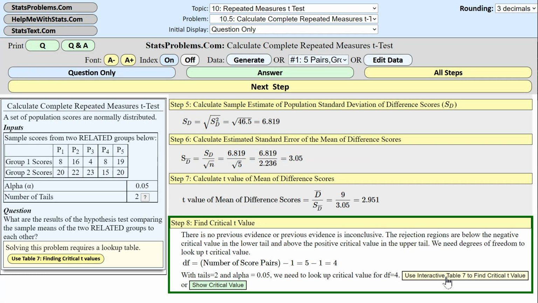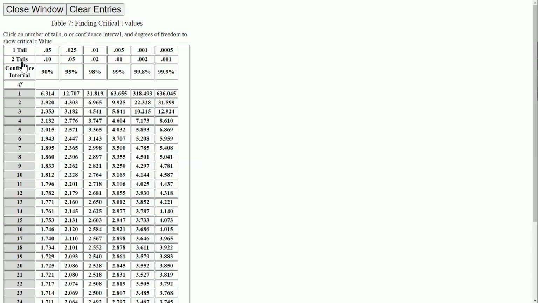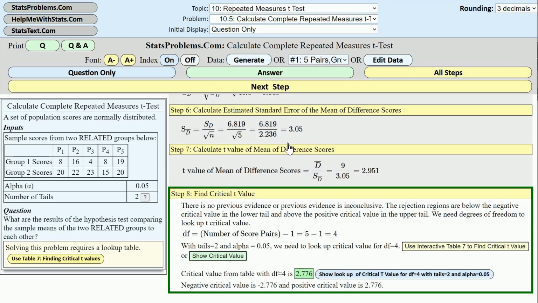Use interactive table 7 to find the critical value, with 2 tails and alpha equals 0.05 and DF equals 4. Use t equals 2.776 from the table below. The negative critical value is -2.776 and the positive critical value is 2.776. We close this window to return to the analysis, which shows the negative critical value is -2.776 and the positive critical value is 2.776 with 2 tails and alpha equals 0.05.